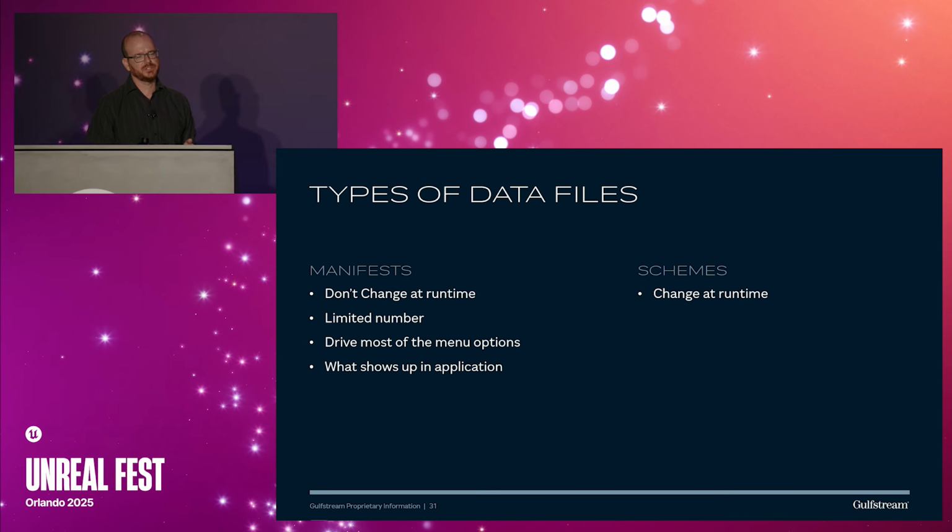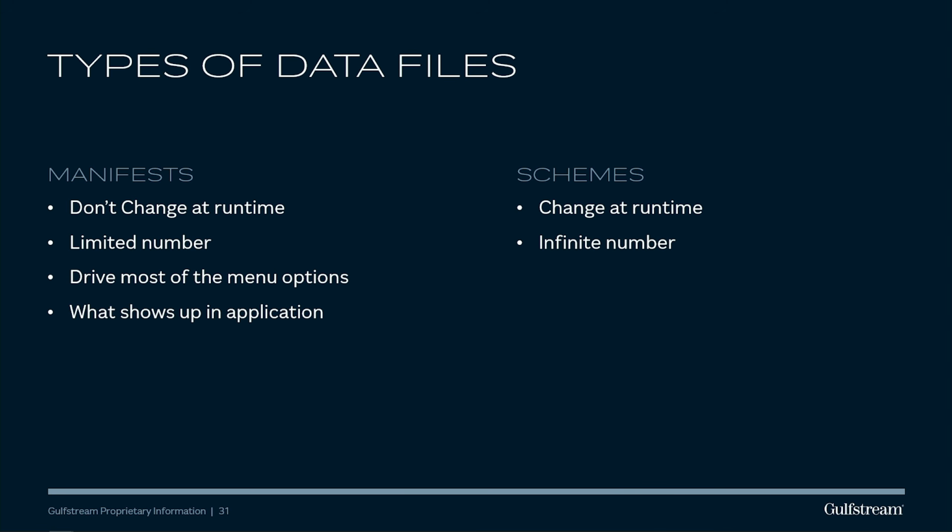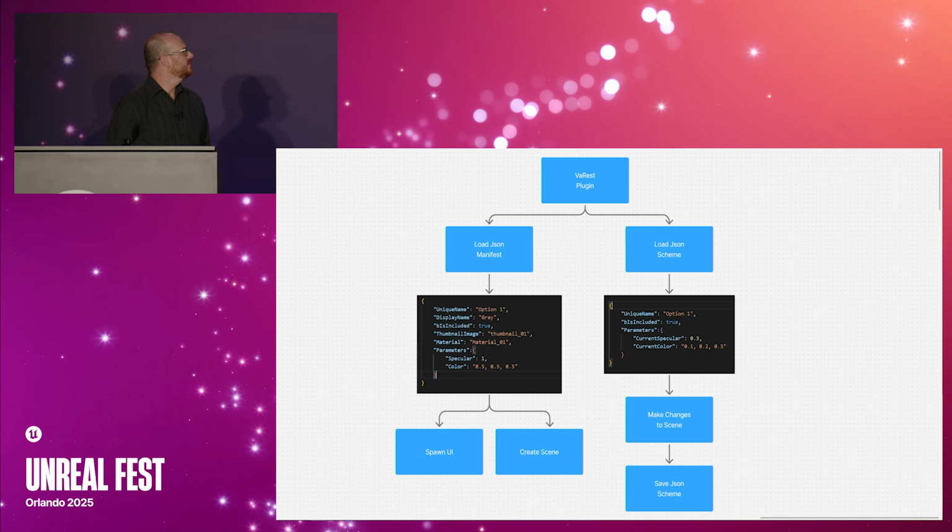Schemes, on the other hand, do change at runtime. There theoretically could be an infinite number of them because the customers actually can make or delete different scheme files. They drive the currently selected options, and basically it's a save file. This is a real high-level structure of how we're utilizing that in our system.